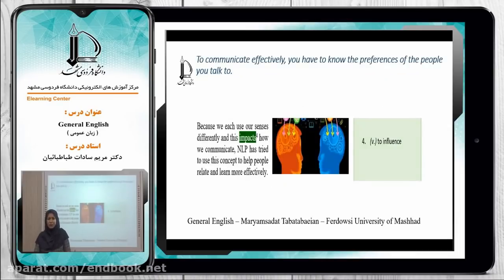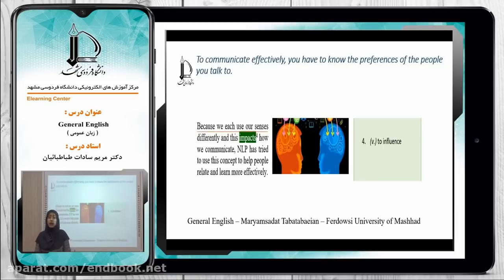So, how did you find it? Let's check your answers. Look at the first sentence. It says, to communicate effectively, you have to know the preferences of the people you talk to. What is effectively? Yes, it means successfully, well. If you want to communicate well, you have to know their preferences. That is what the sentence says. Is it true? Let's read this part of the text.